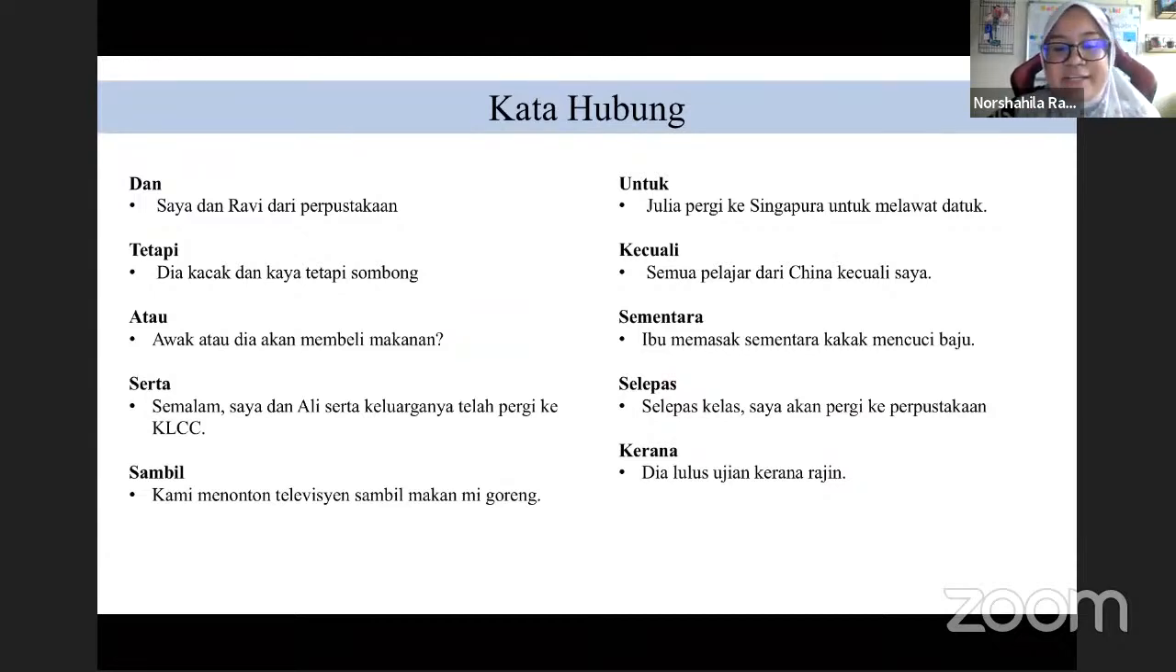What we have here is kata hubung. This is the conjunction word that you need to know. When we make a sentence or want to connect sentences, we use a conjunction word. Conjunction word in Bahasa Melayu is kata hubung. First we have dan. Dan here means and. For example, saya dan Ravi dari perpustakaan. Dari here is a preposition.